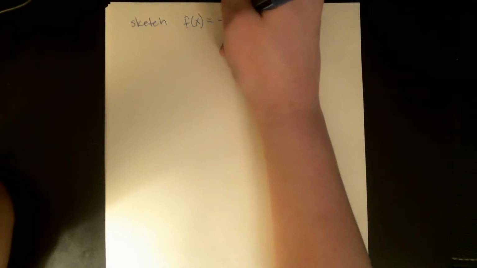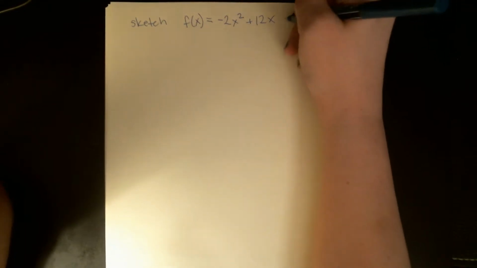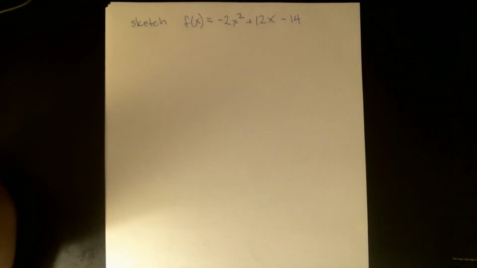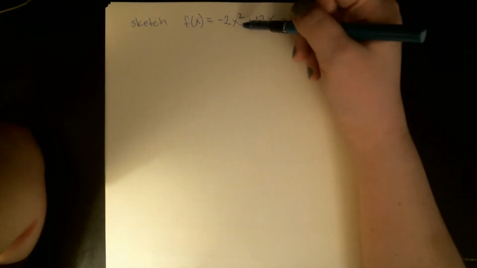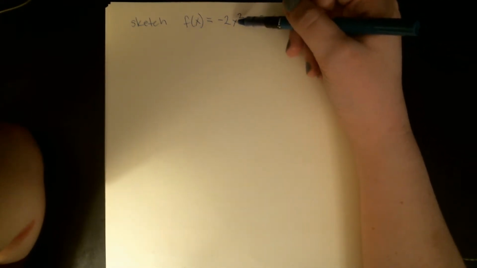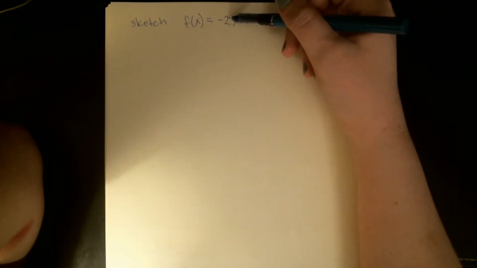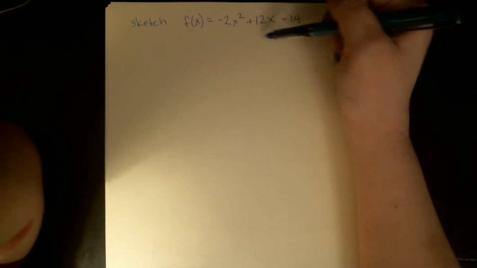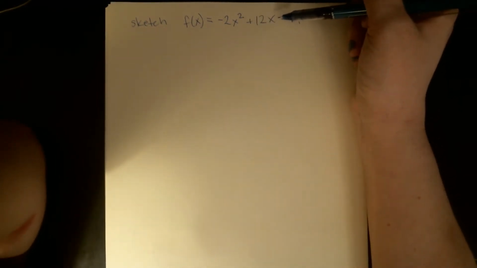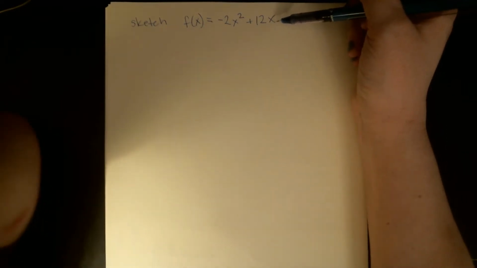Okay, so I would like to try to sketch f of x is equal to negative 2x squared plus 12x minus 14. Okay, so here's the trouble. Right now what I'm looking at, I see an x squared function and I might be inclined to say that I have a flip over the x-axis and a vertical stretch. But then how the heck do I incorporate the fact that there's an x in here as well? That's not part of the basic x squared function. And the answer is you don't.